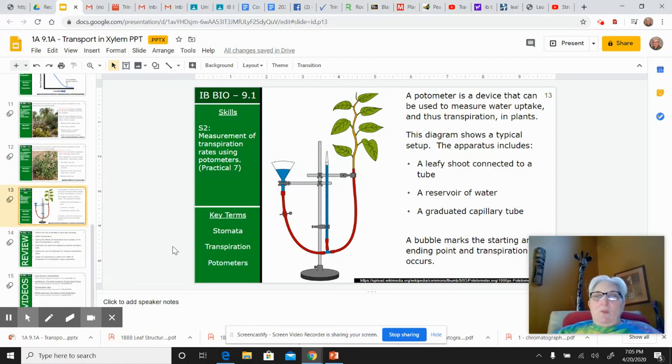So what we're going to do now is take a look at kind of a lab, how we would set this up. And there's basically two ways of doing it, and we'll show you both ways in the demonstration. And then there's a short activity on the structure of a leaf.